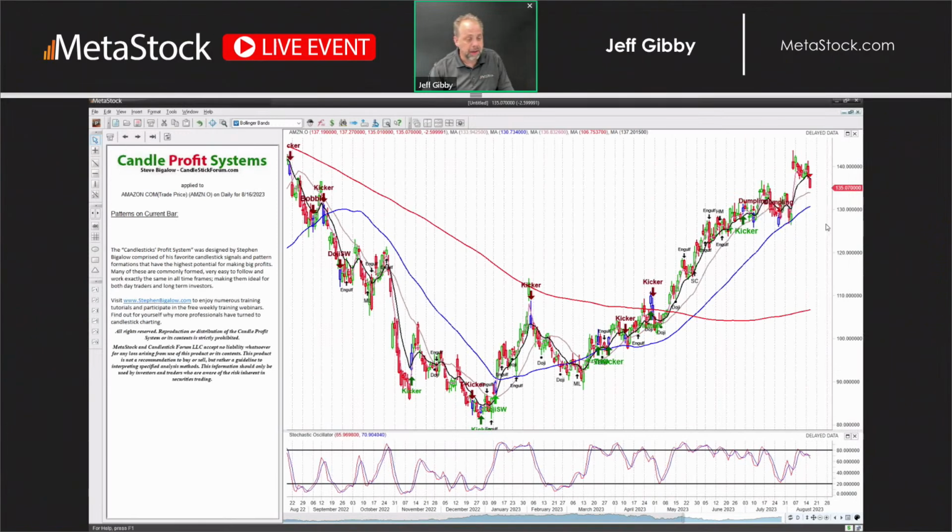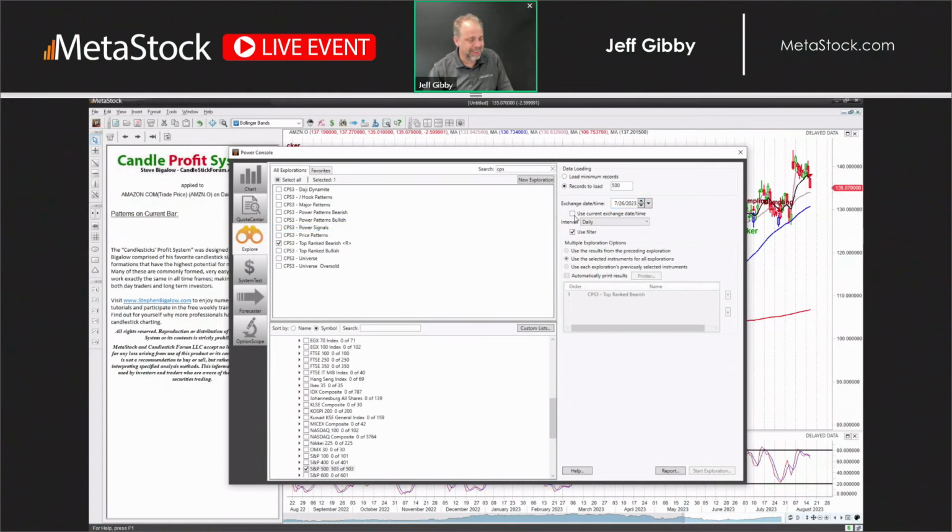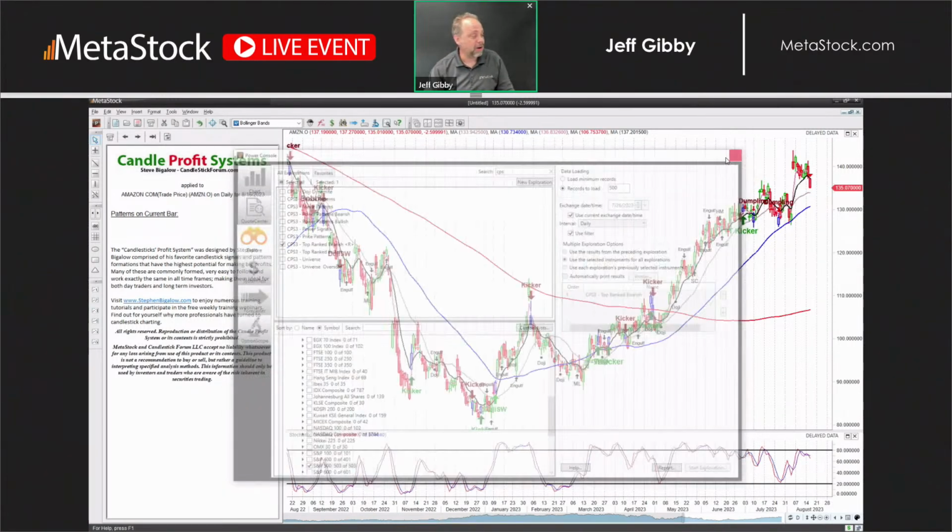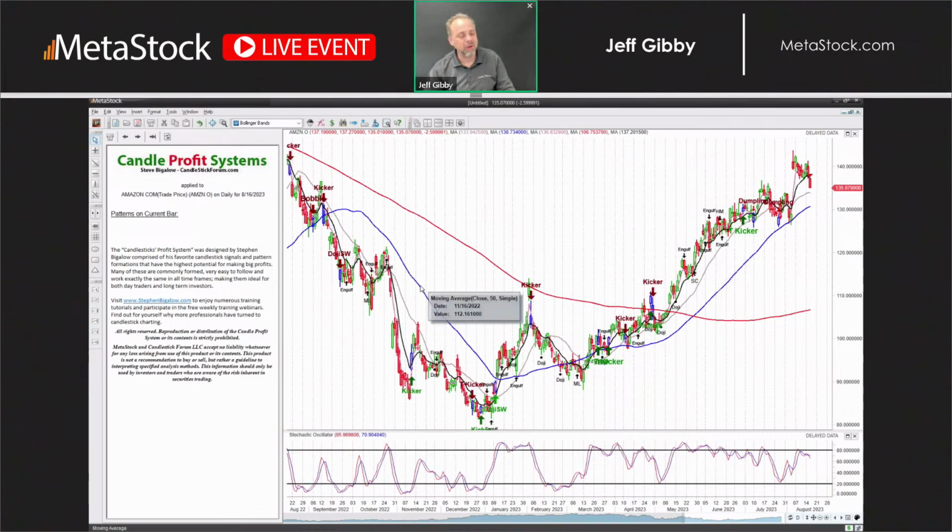And now what you're going to see here is that dumpling top that's forming, and that's a pattern that existed on the current bar. However, that's a pattern that existed a week ago. The last person was scanning for stocks on 7/26. So they weren't using the current time, but it did find a pattern for you, and that's the same process that you could use.